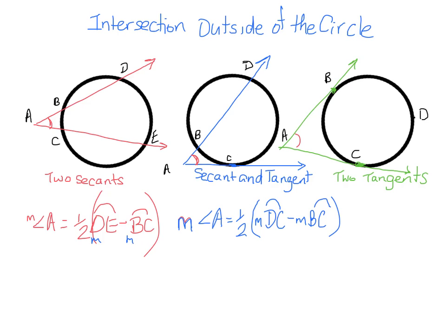So let's do that in green. For the third one, the measure of angle A is equal to half the measure of the big intercepted arc, BDC, what should I call that? Not big arc, but major arc. All right, minus the measure of the smaller intercepted arc, which is BC. So that's how this works, and we can take a look at an example and then we're done.